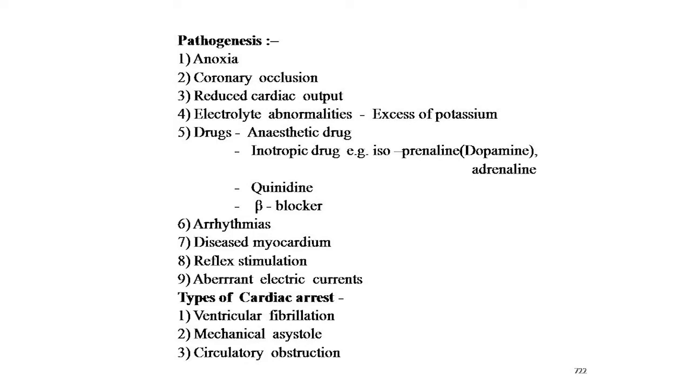Fourth is the electrolyte abnormalities, either deficiencies or excess of potassium, may cause cardiac fibrillation and arrest. And fifth is the drugs. A few drugs when used in excessive amounts are known to induce ventricular fibrillation, even cardiac arrest, and those are the anesthetic drugs, inotropic drugs, isoprenaline, dopamine and adrenaline, quinidine, beta blockers. All these drugs. Arrhythmias, profound bradycardia with a rate below 60 beats per minute may progress to ventricular arrhythmia with either fibrillation or arrest.